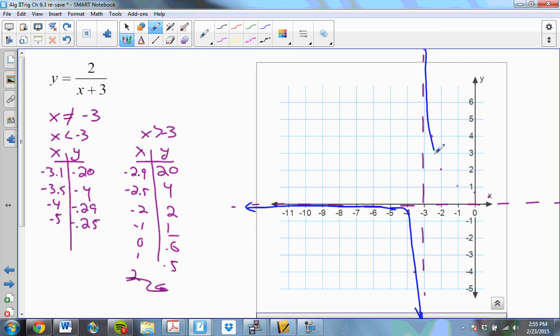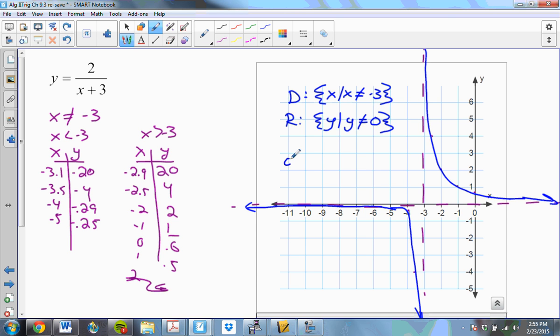It's tough to graph these asymptotes really well. So the domain is the set of all numbers x such that x is not -3, and the range is the set of all numbers y such that y is not 0. They won't all be that way. The asymptotes can move up and down and left and right. And these have asymptotes at x equals -3 and y equals 0.